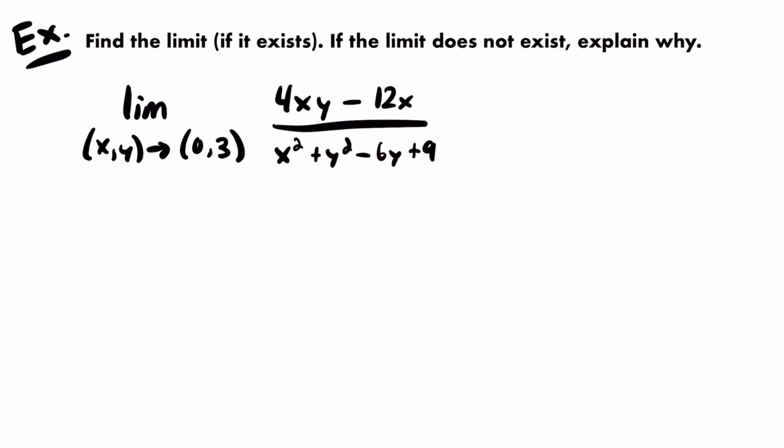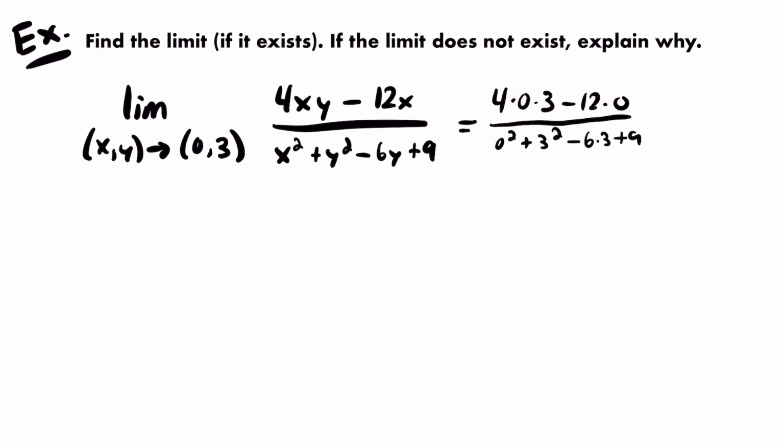All right, so just like with all our other examples, what we want to do is first just try plugging in the values of x and y that we are approaching. So in this case, we'll plug 0 in for x and 3 in for y. So if we do that here, we'll have 4 times 0 times 3 minus 12 times 0 divided by 0 squared plus 3 squared minus 6 times 3 plus 9.